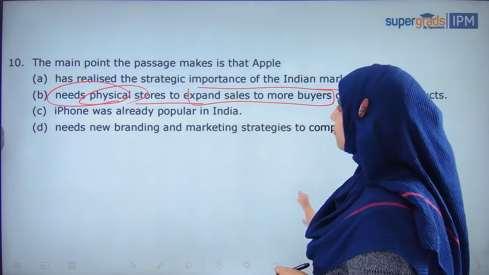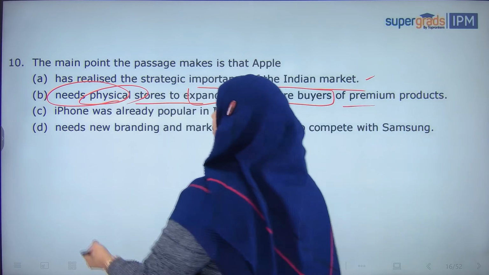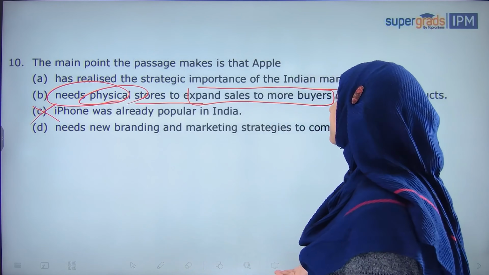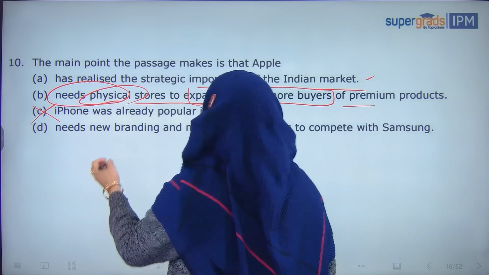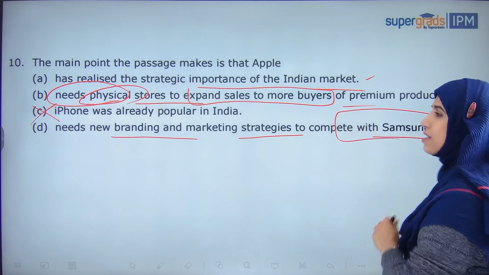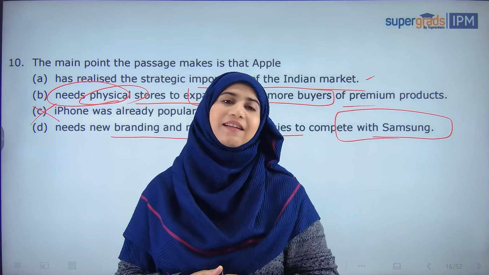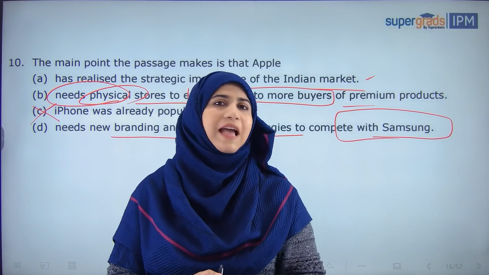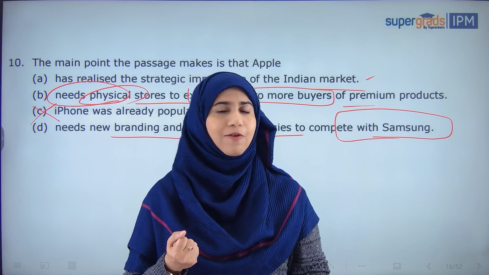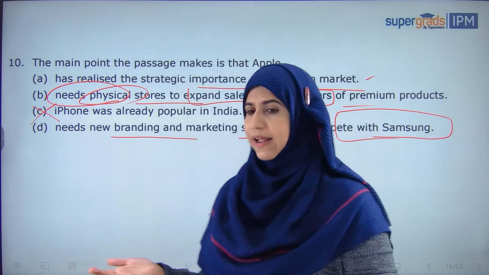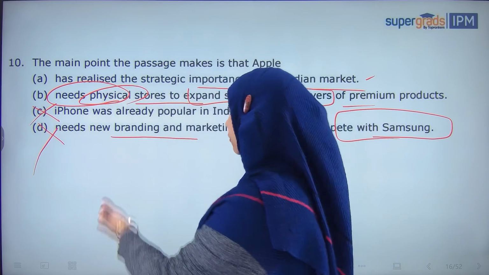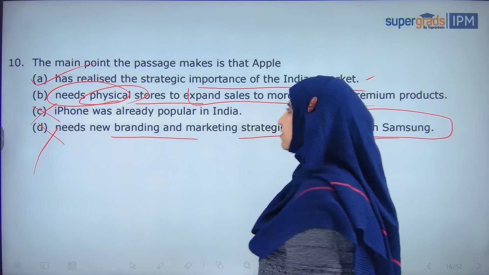iPhone was already popular in India. No, that's not what the passage is trying to convey कि तो पहले से ही popular है, ये तो उसने कहीं बोला भी नहीं है. और इसलिए पैसेज नहीं लिखा गया है needs new branding and marketing strategies to compete with Samsung. No, Samsung is far behind and nothing like that has been mentioned as such. And they're not talking about that you need more unique branding or marketing strategies. Nothing like that has been mentioned. So for sure, this is also out of the window. And out of all the options given, A looks like the best choice.